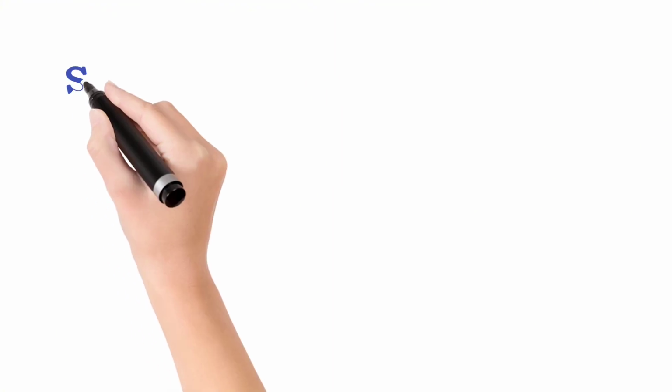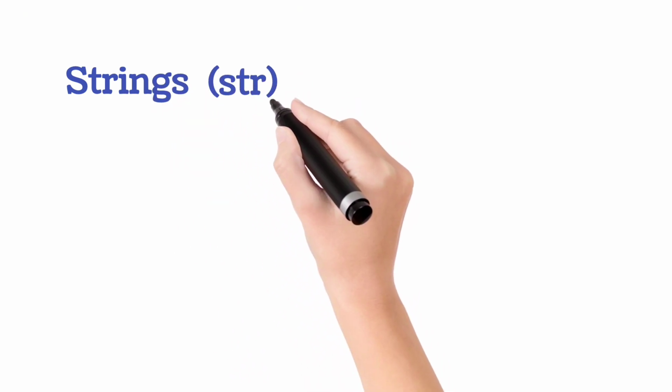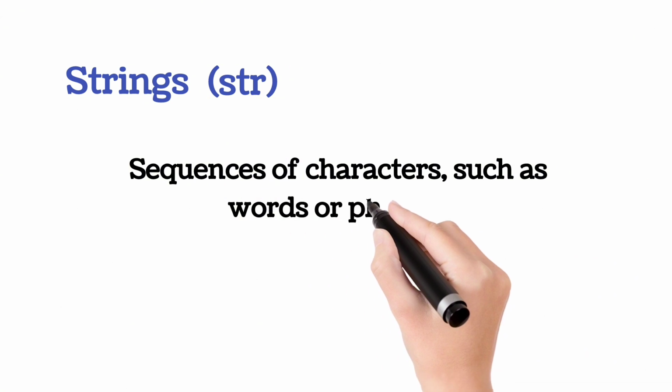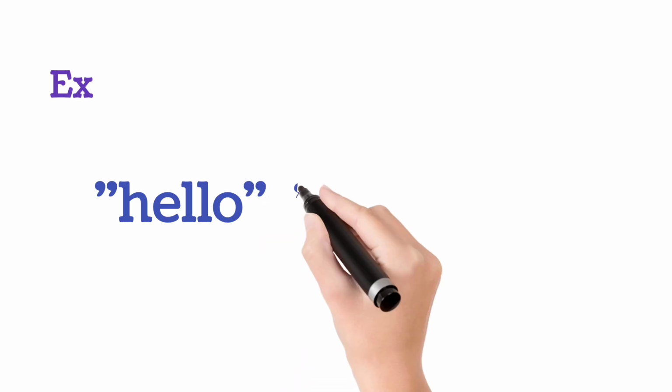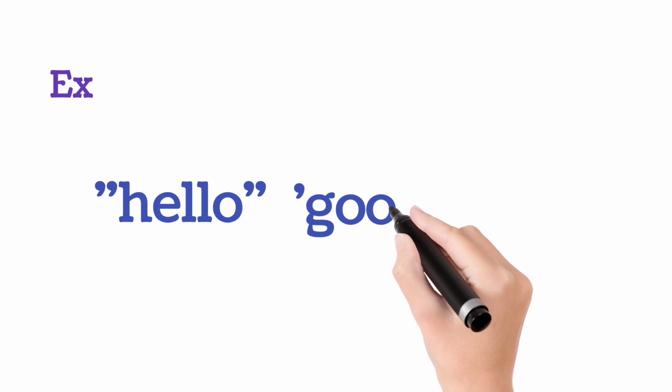The next data type we can talk about is strings. String is represented in Python as str. This refers to sequences of characters, such as words or phrases. Example, hello, goodbye, etc. A string can be enclosed in a single quote or double quote.